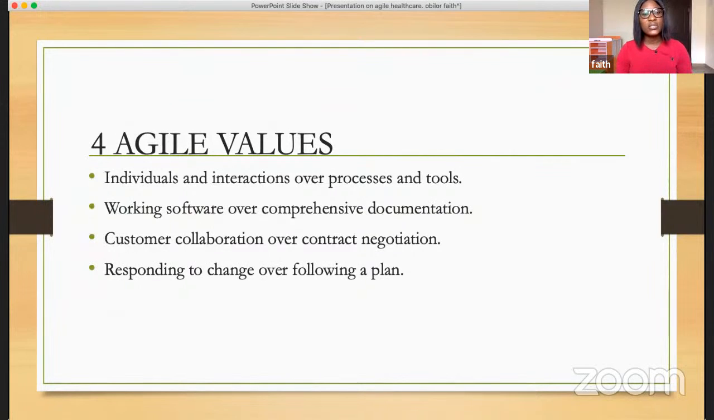So we have working software over comprehensive documentation, ensuring that every software has its own work and function done properly instead of just going straight to documentation. Then we have customer collaboration over contract negotiation.